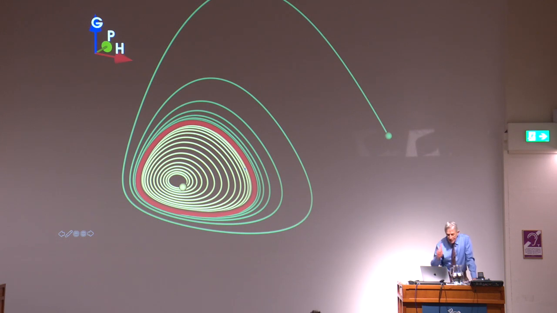This is a new object. This is called a limit cycle attractor. And what it represents is a stable oscillation, because wherever you are, you're going to go to the red loop. That's the dynamics of the system.